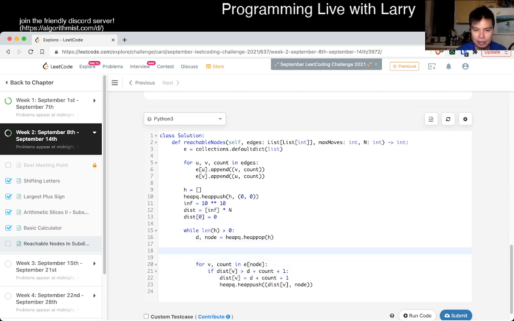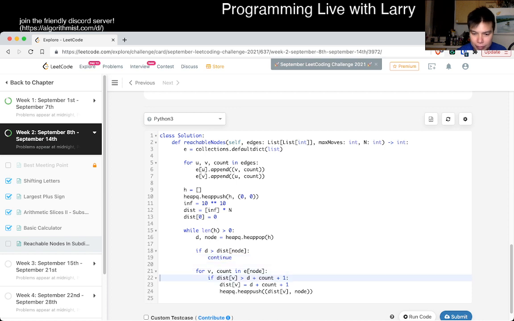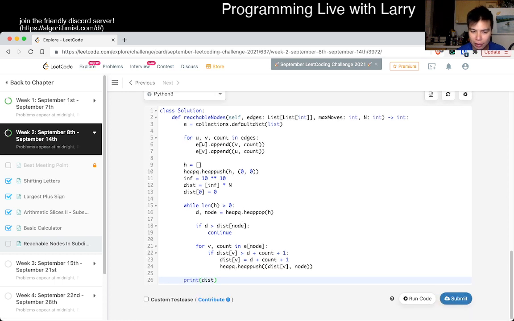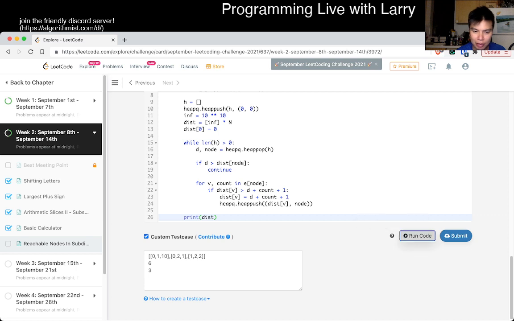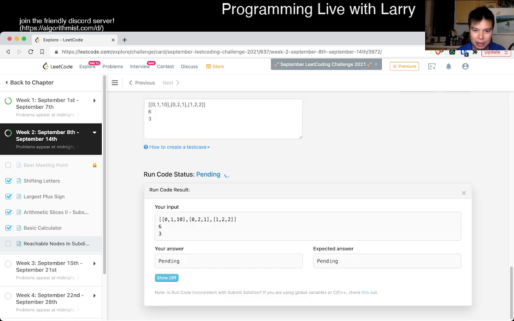Yeah, and then if d is greater than distance of node, we skip and we continue, so that we don't process the same node more than once. Okay, and then now we should have the shortest path from everywhere. Let's see. Let's take a look real quick to see whether this should be good.